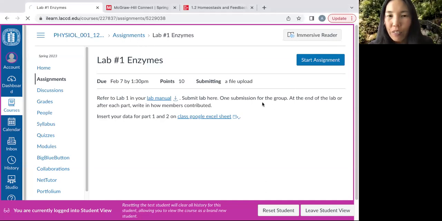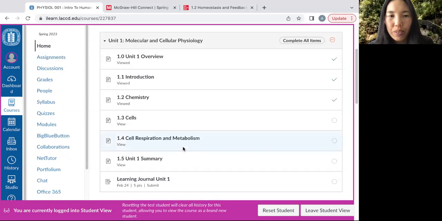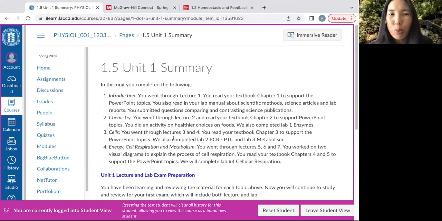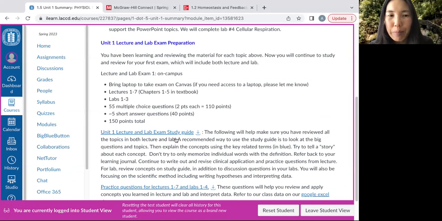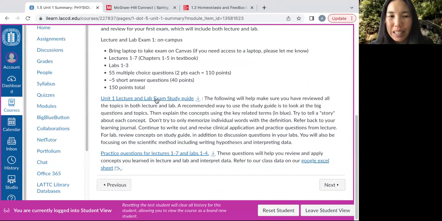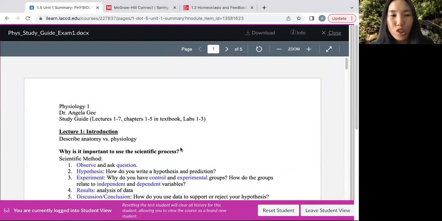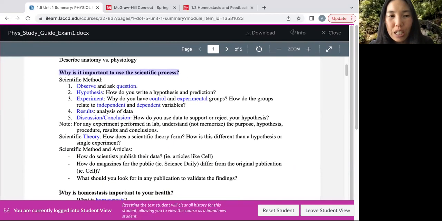At the end of your unit, there is a summary page. So on the summary page, we review what we completed. It has information about the upcoming exam, and it'll have an exam study guide. The study guide is taken from both lecture and lab, and you'll notice it's the same major themes covered in lecture, and the terms underneath with questions to help you answer the larger question.